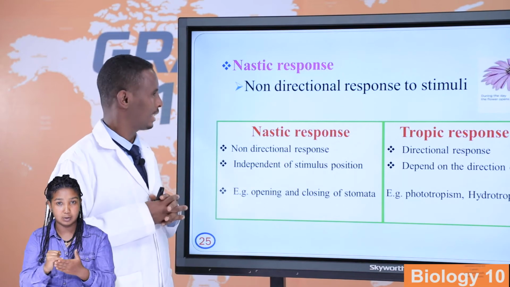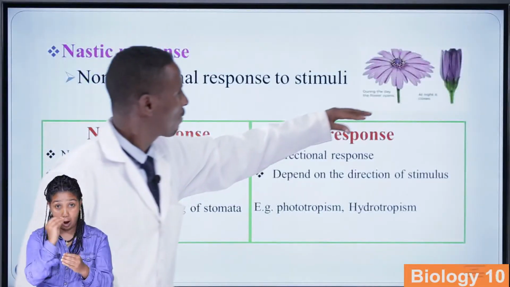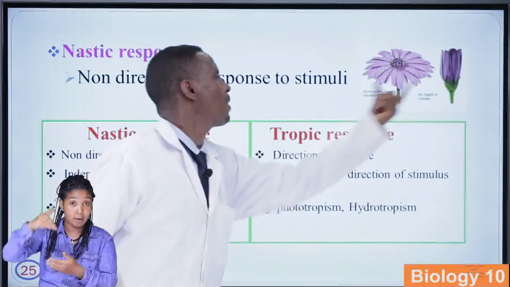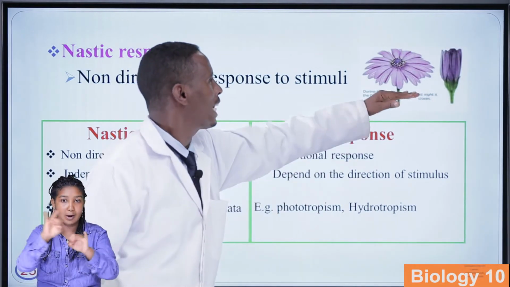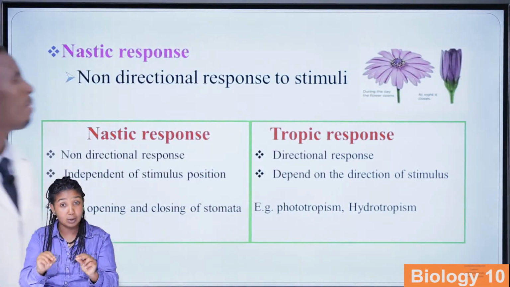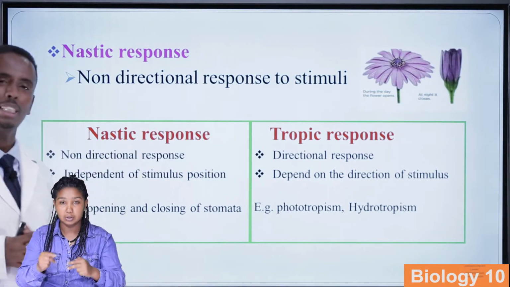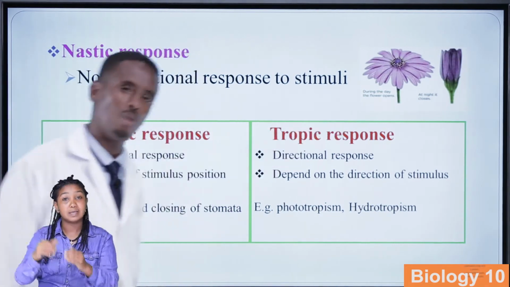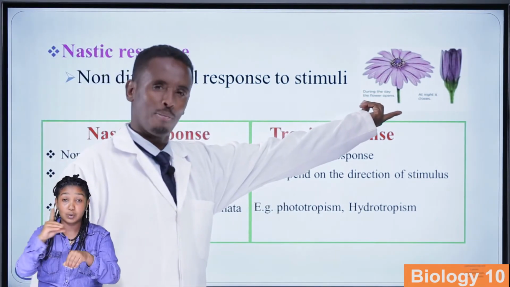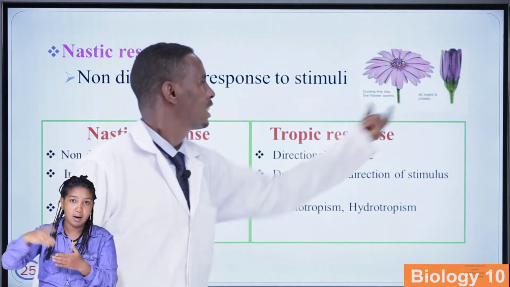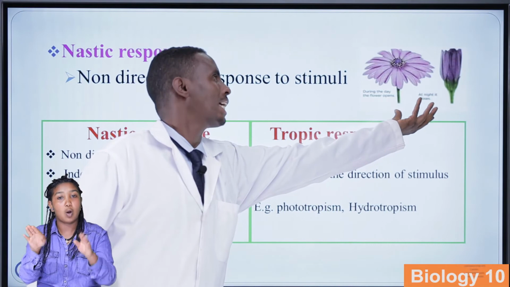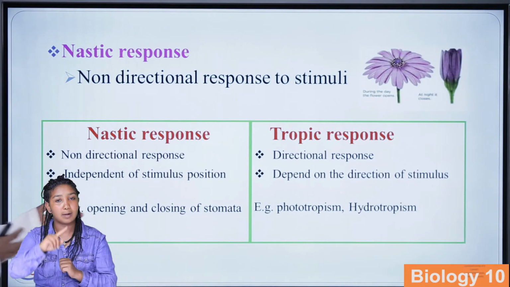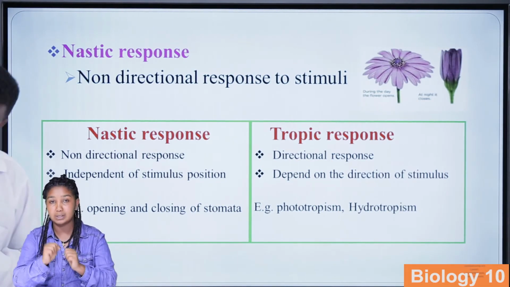Look at that, it is photonastic. In this flower, the flower opens during the daytime when it is high light intensity. The flower closes during the night time when the light intensity decreases. Not influenced by the position of the stimuli, not influenced by the direction of the stimuli. Rather, it is influenced by the intensity of the stimuli. So that is photonastic. So let's compare tropism with nastic response, or nastic response with tropic response.